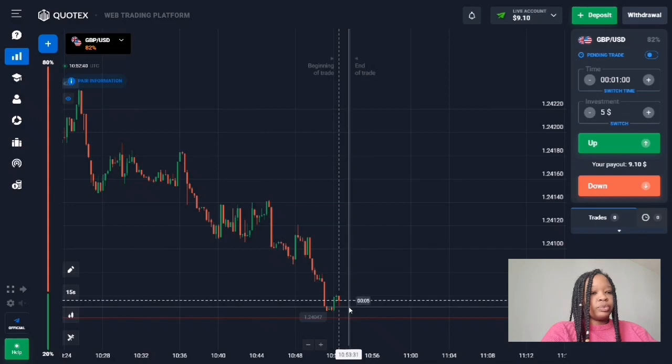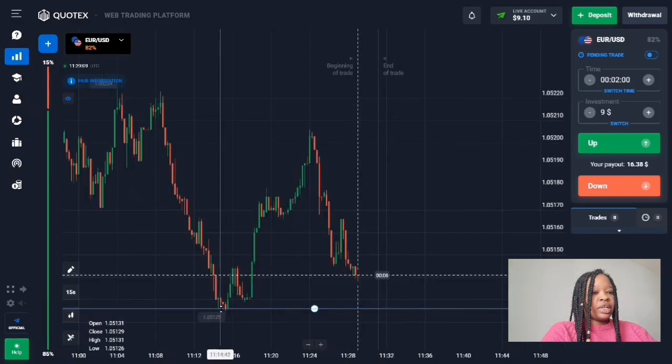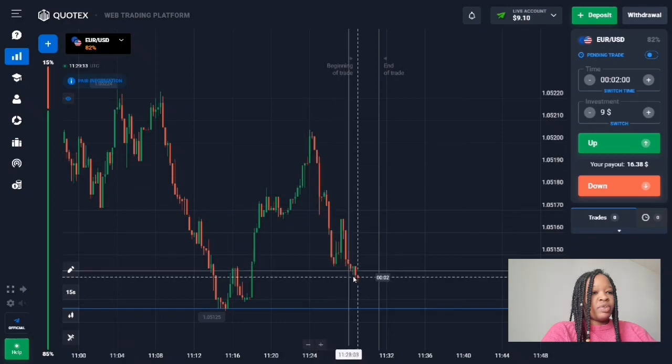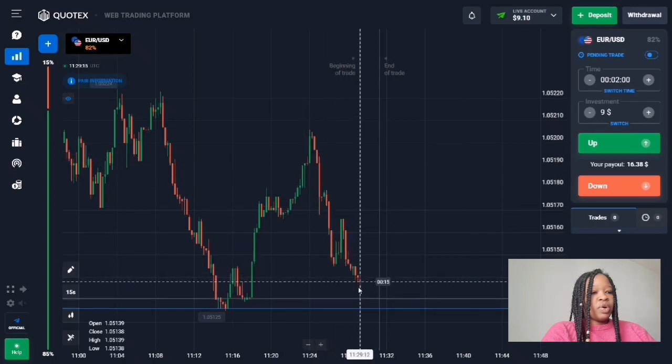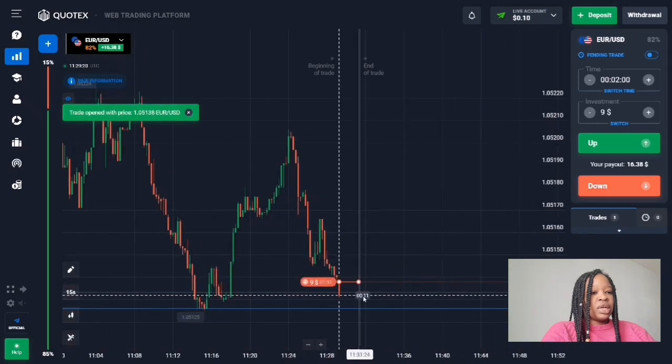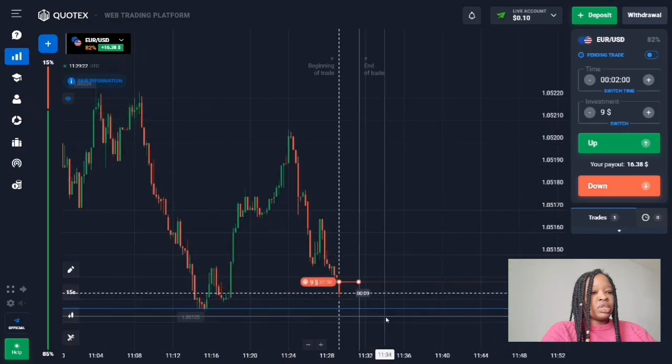So let me go on. Here I can observe the level of support, and right now price is trending towards this level and there is a distance to this level. So I'll enter the market with a downtrend for 2 minutes here because I think that the price will maybe break through this level. So let's wait and see the results of this trade.